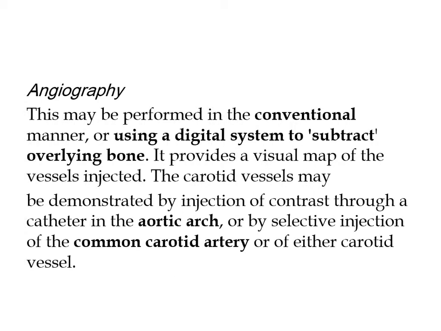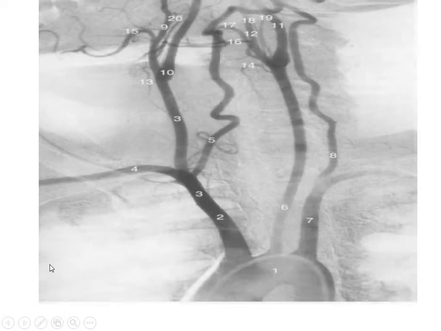Another source of imaging is angiography. This may be performed in the conventional manner or using digital subtraction, which subtracts the overlying bone. It provides a visual map of the vessels that are injected. The carotid vessels may be demonstrated by injection of contrast through a catheter into the aortic arch or into the common carotid artery. This is the arch of the aorta.